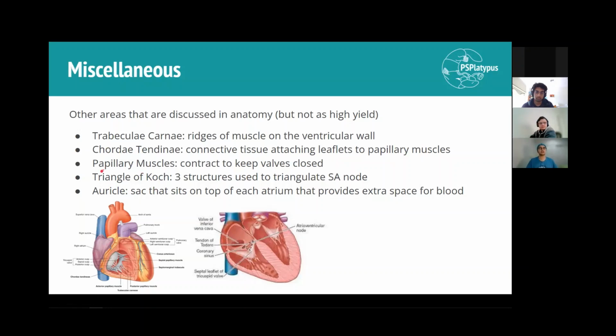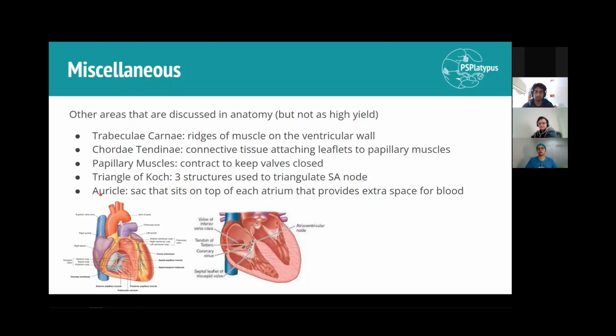You also have another anatomical landmark called the triangle of Koch. I'm not sure how to pronounce that, but it's the triangle over there. You've got three structures that are used to triangulate and locate the AV node. So maybe in specimens, they might ask you to locate those three structures. And then at the top of that triangle, you're going to find the atrioventricular node, not the SA node. But yeah, so there's that there.